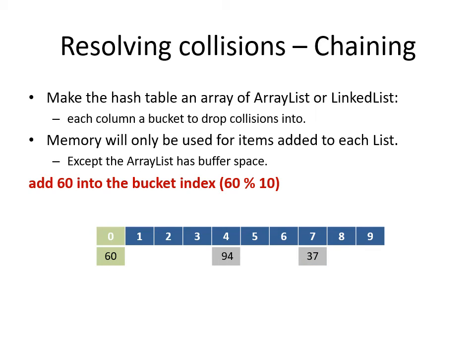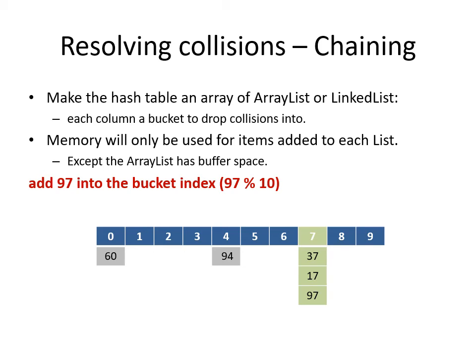We want to store a 60. It becomes the first link in a 0 chain. We want to store a 17. It now becomes the second link in the 7 chain, the chain that is at index 7. We want to store a 97. It becomes the third link in that chain. And with these being lists, we don't have to worry about these things filling up.